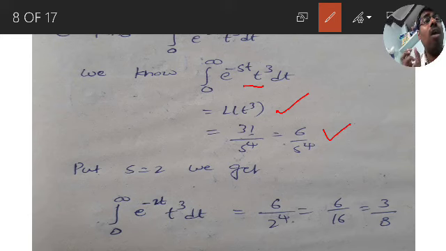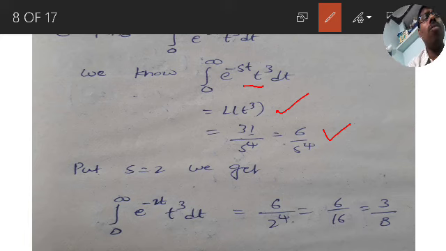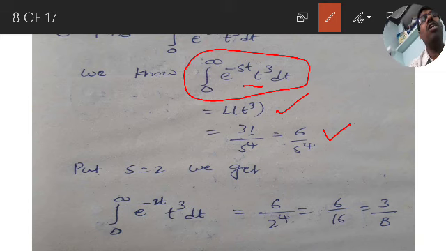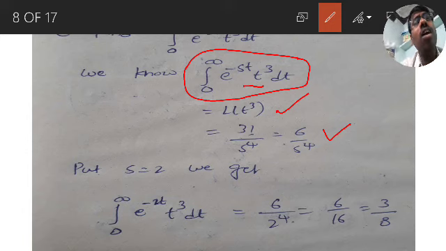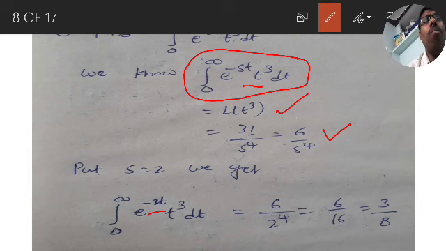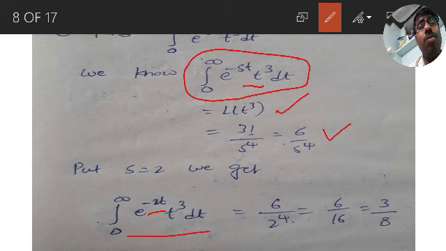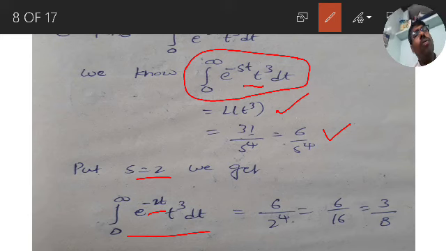This is L of t cubed. What is L of t cubed by the definition? The integration from 0 to infinity of e to the power of minus st into t cubed dt. Now instead of s, I am writing 2. So it is the integration from 0 to infinity of e to the power of minus 2t into t cubed dt. In place of s we have 2, so s is equal to 2. That gives 6 by 2 to the power of 4, that is 2 into 2 into 2 into 2.